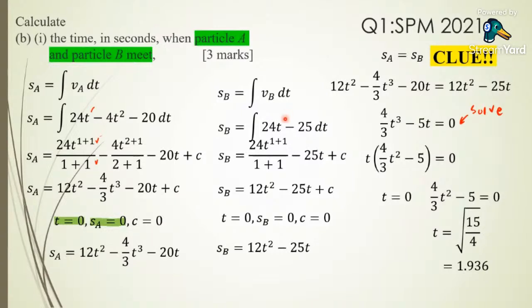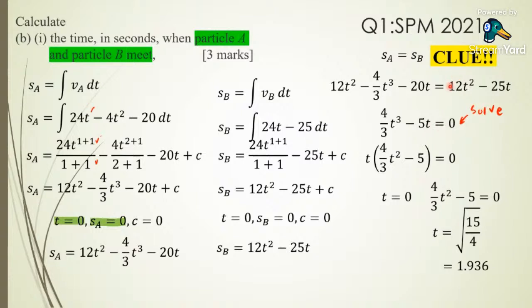And then B pun sama. We repeat the same process, integration, find the value for C, and then you get the function of SB. Okay? Okay, and then since the clue says SA equals to SB, kita pun equate lah mereka. Okay? And then equate, and then when we want to solve, kalau solve that means equals to 0.